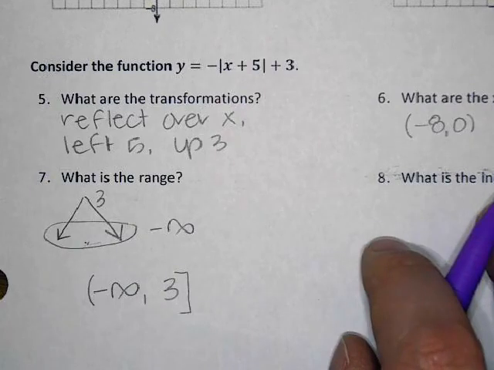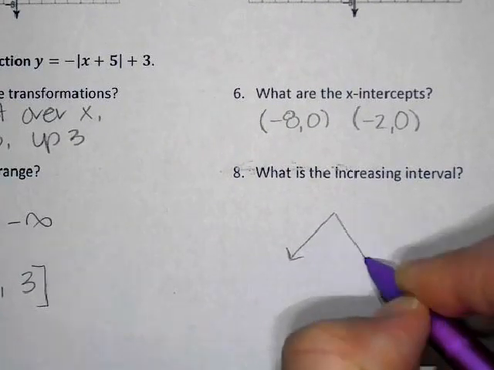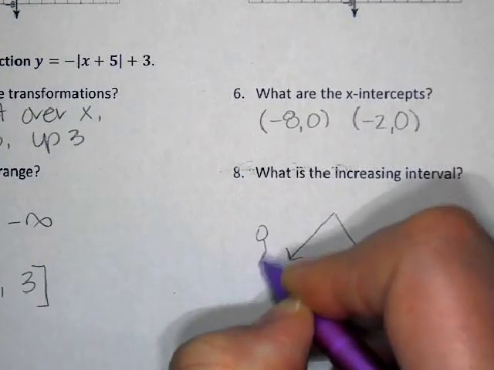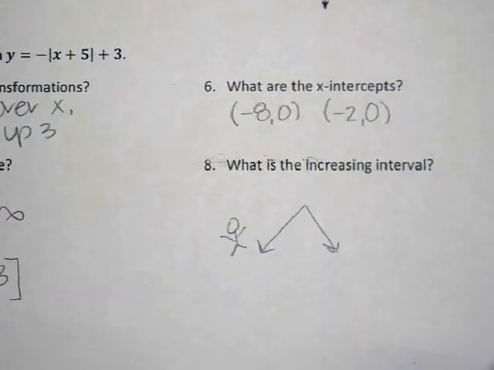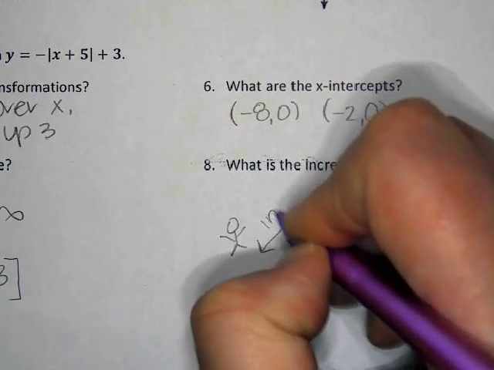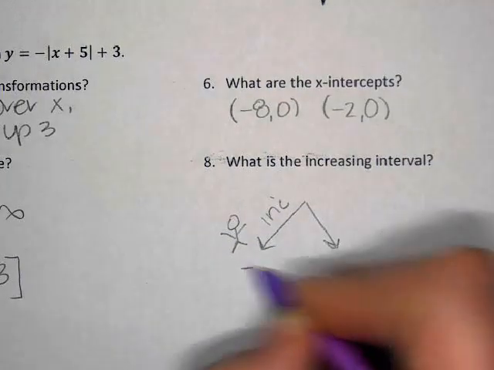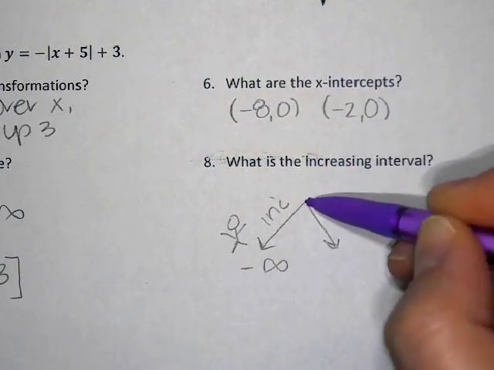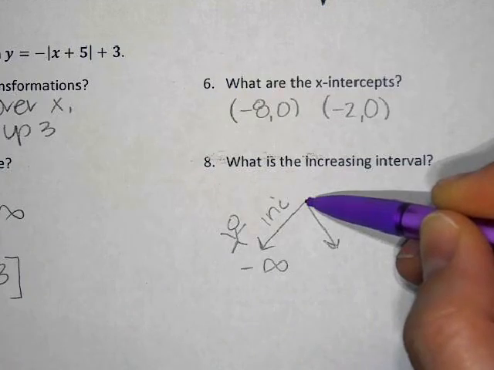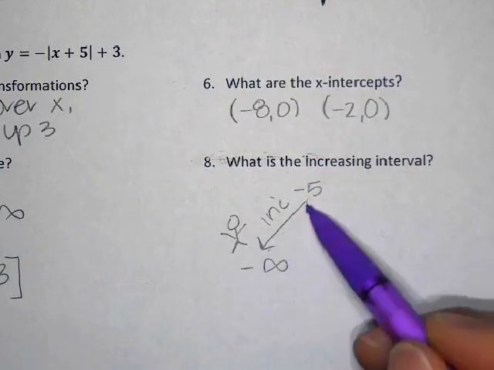Okay, let's go ahead over here. Let's draw a picture. Increasing interval means that my stick figure is walking uphill. So where is my stick figure walking uphill, the left side or the right side? The left side. So here's my increasing interval. What number is a left arrow? -infinity. And then what number do I have up here for an x value? -5.